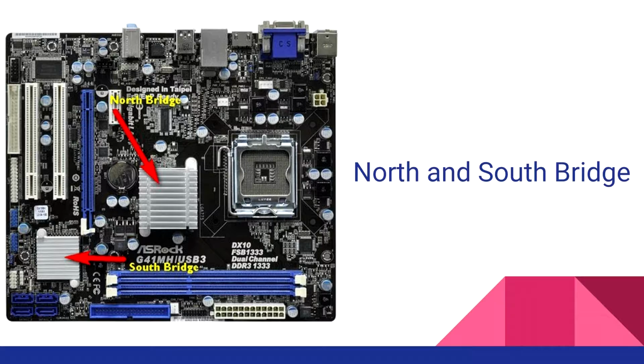So then your south bridge is obviously the opposite. Your south bridge is going to control all communications that are at a slower speed, going to your hard drive, your USB devices, your expansion slots, so on and so forth. So again, your north bridge is for higher speeds, your south bridge is for lower speeds.